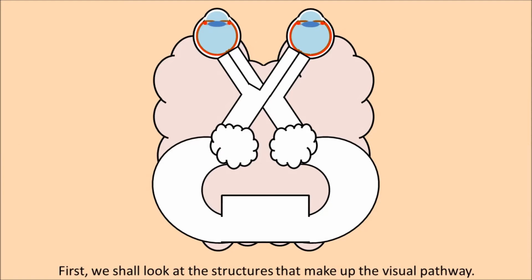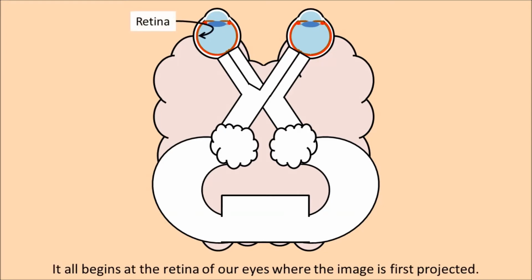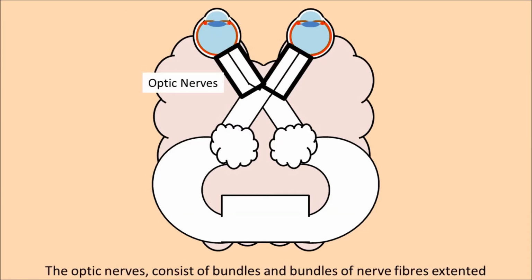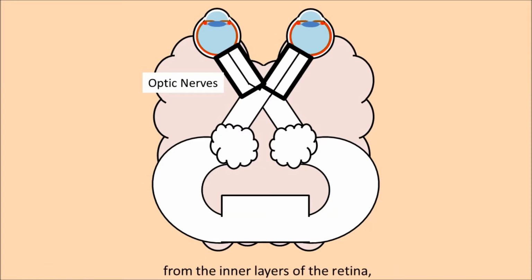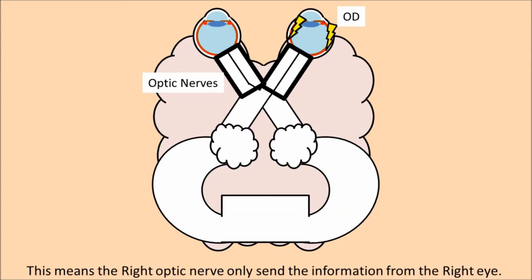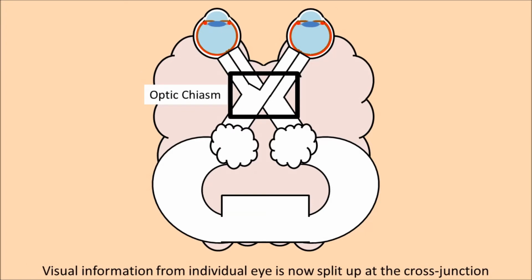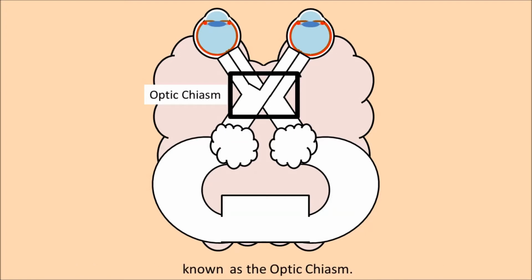First, we shall look at the structures that make up the visual pathway. It all begins at the retina of our eyes, where the image is first projected. The optic nerves consist of bundles and bundles of nerve fibers extended from the inner layers of the retina, transmitting visual information from each eye separately. This means the right optic nerve only sends the information from the right eye. Visual information from each individual eye is now split up at the cross junction, known as the optic chiasm.